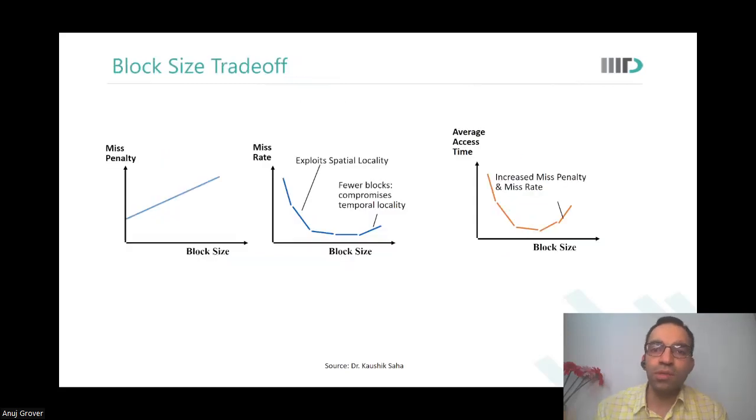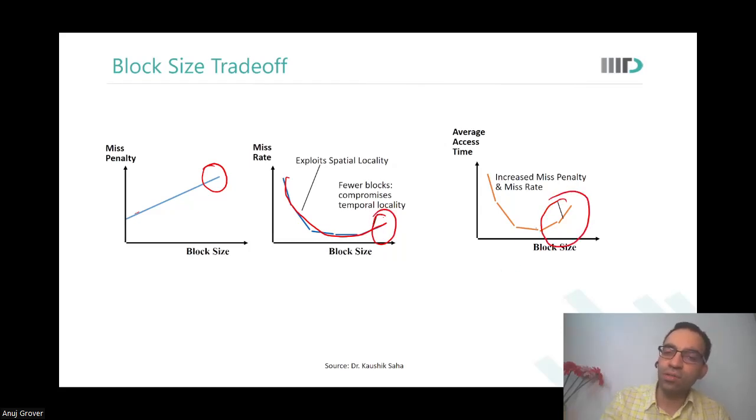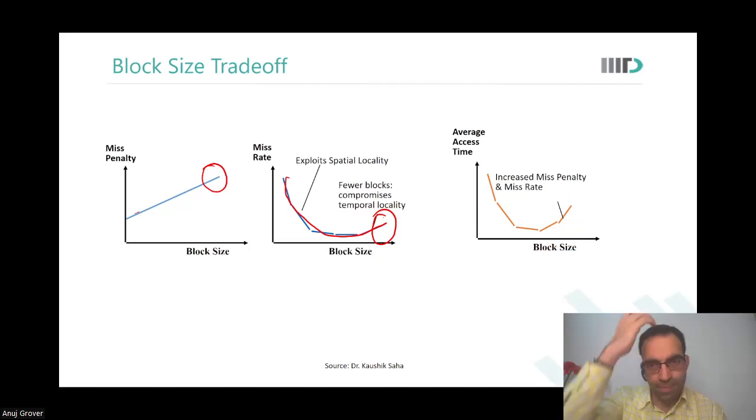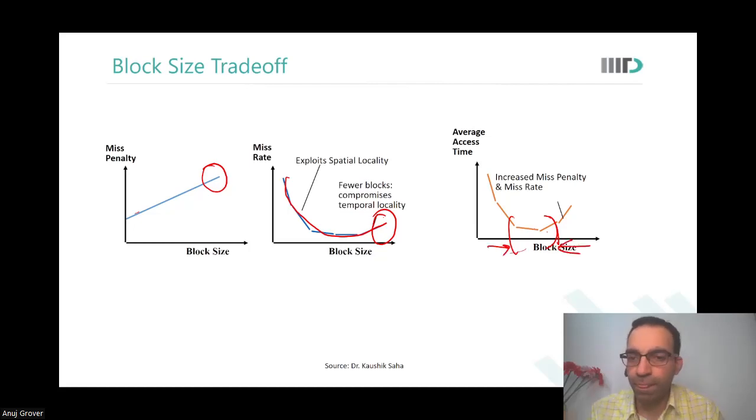Okay. So this is another view: as the block size increases, the miss penalty increased, the miss rate initially fell but then increased, and consequently, because the miss penalty was increasing and the miss rate was also increasing, the overall average access time becomes very sensitive to the block size. So in this particular example, this could be an average block size that you may want to keep. Are you with me?